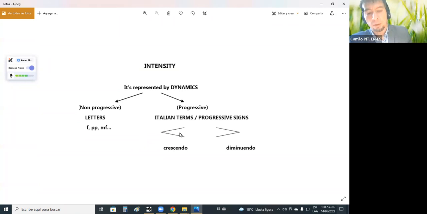So those are the four qualities of sound that you will need to take into account when devising, so to speak, your own system of music notation.